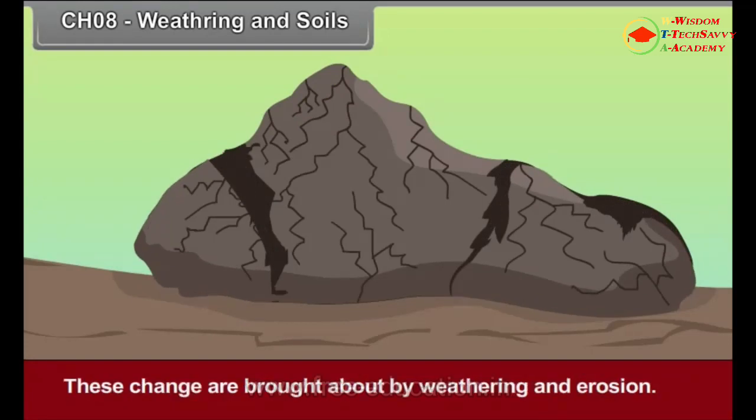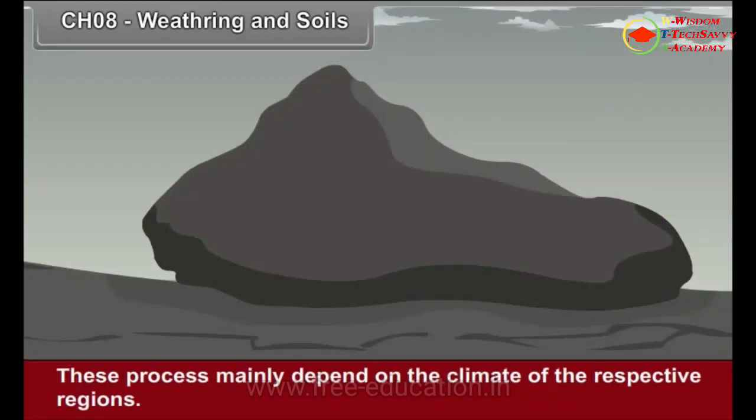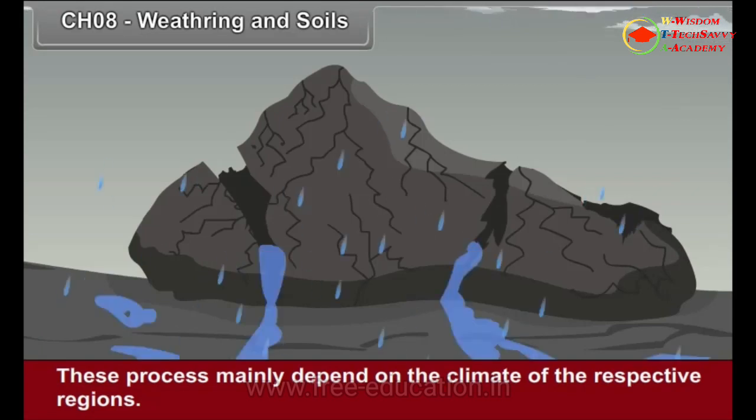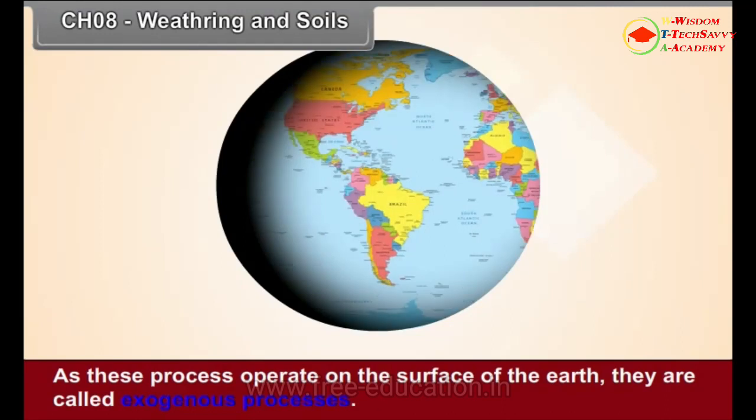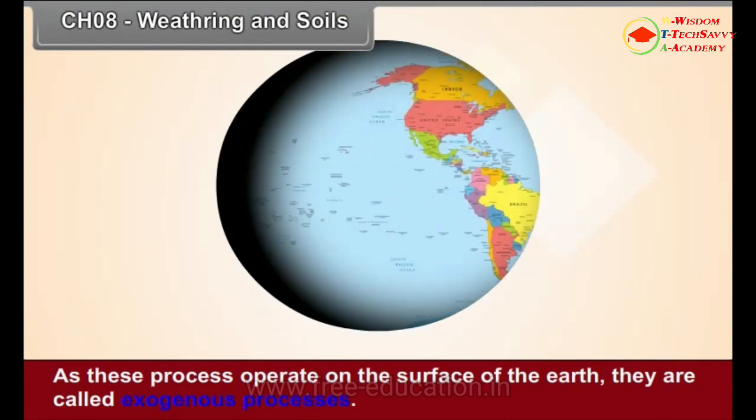These processes mainly depend on the climate of respective regions. As these processes operate on the surface of the earth, they are called exogenous processes. In this chapter, we shall see how rocks weaken through the processes of weathering and how soil is formed.